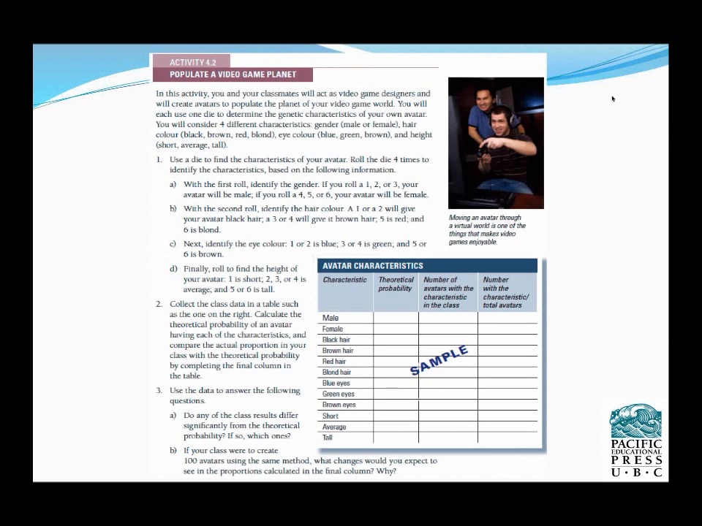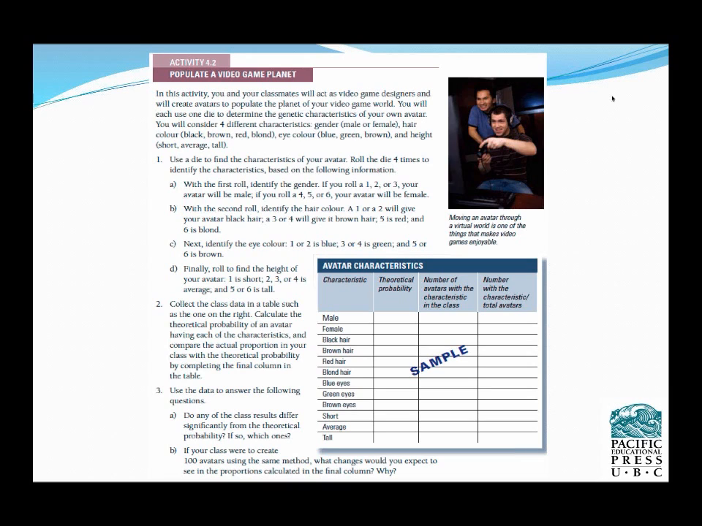This one's from Chapter 4 on Probability and Odds. In this particular activity, students are going to create video game characters or avatars by rolling a die and then following the guidelines that you see there in section 1. If you roll a 1, 2, or 3, your avatar is male; 4, 5, 6, your avatar will be female, that type of thing. So they can work with their partner to develop the characteristics of their avatar.